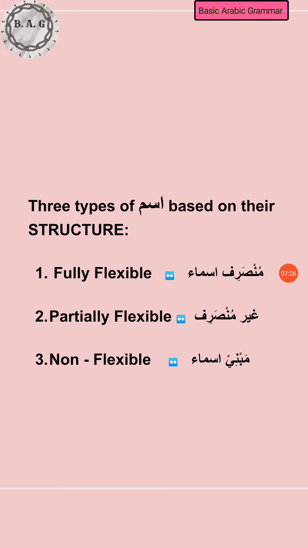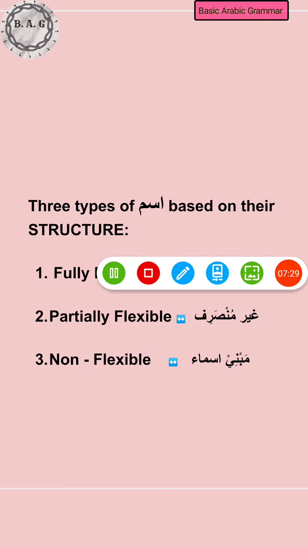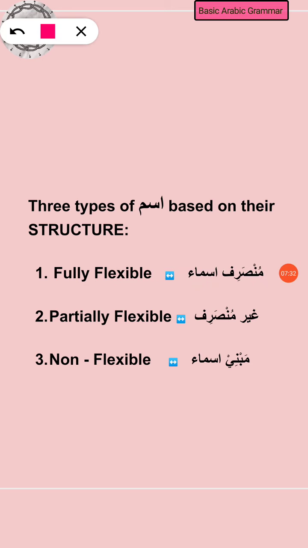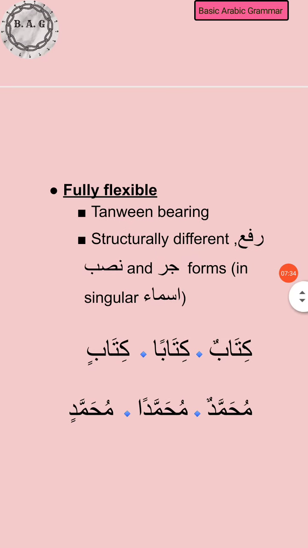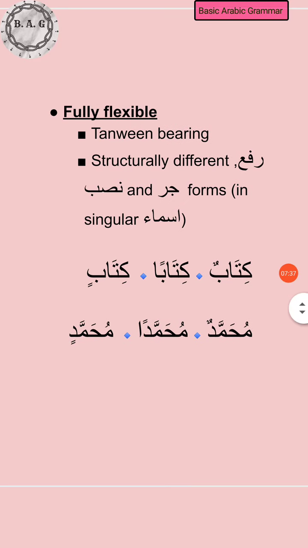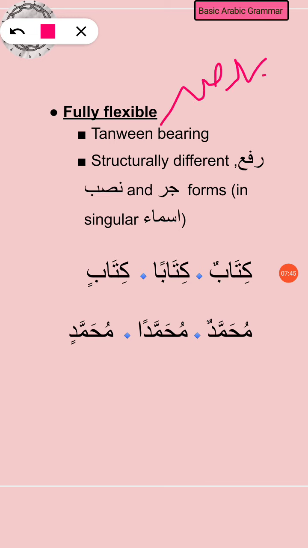And then we have the non-flexible ones. They are the easiest, and we'll cover them in the end. So let's get here. We have the fully flexible ones. They are called munsarif asma. And all the examples that we have been studying so far are included in the munsarif group.